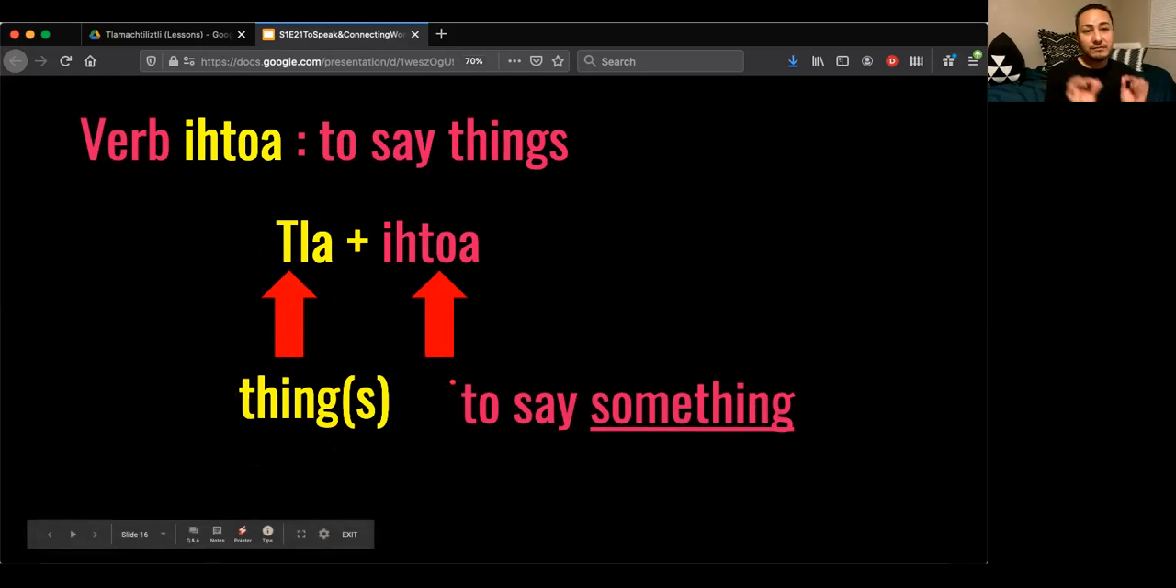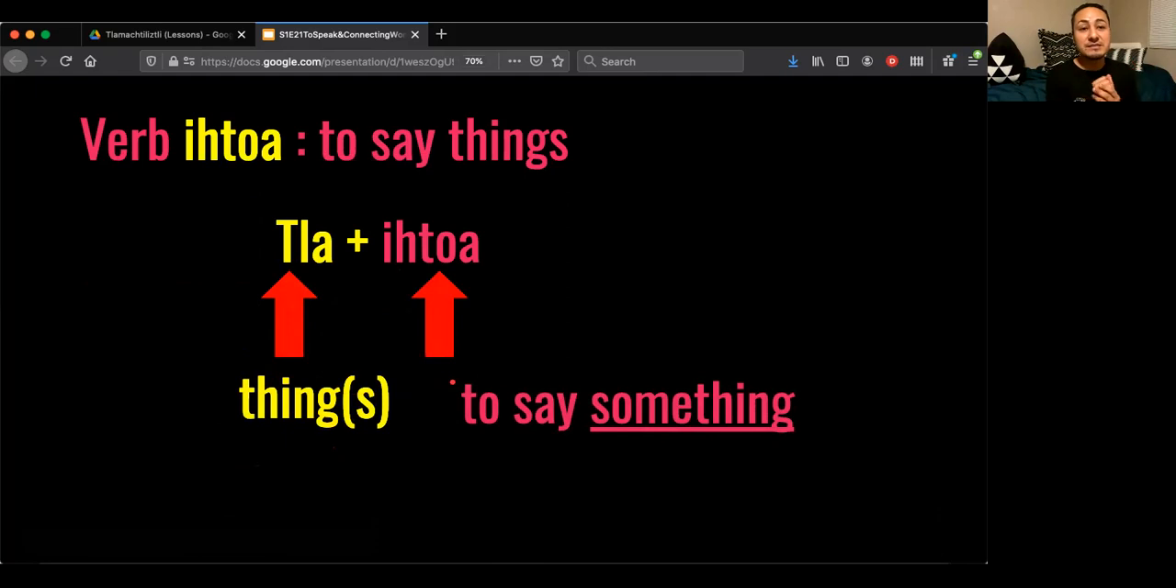And this verb ihtoa means to say something, to say a thing specifically. So when you're saying ni tlahtoa, you're literally saying, I say things. So that's how they say to speak. Saniloa doesn't have anything equivalent, but just know that that's essentially what you're saying when you say ni tlahtoa.